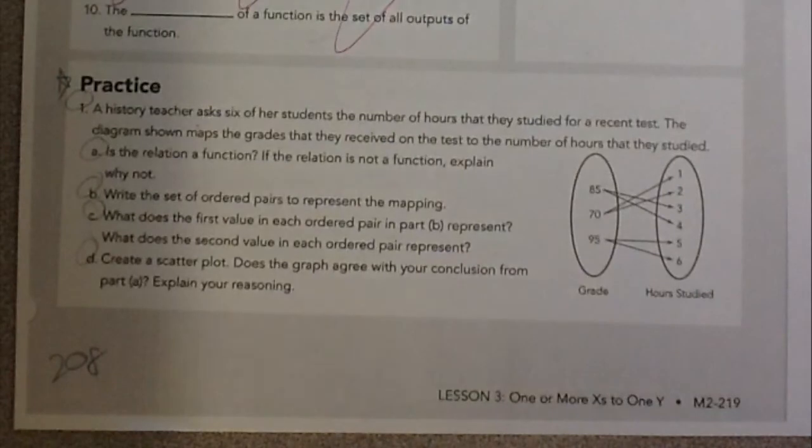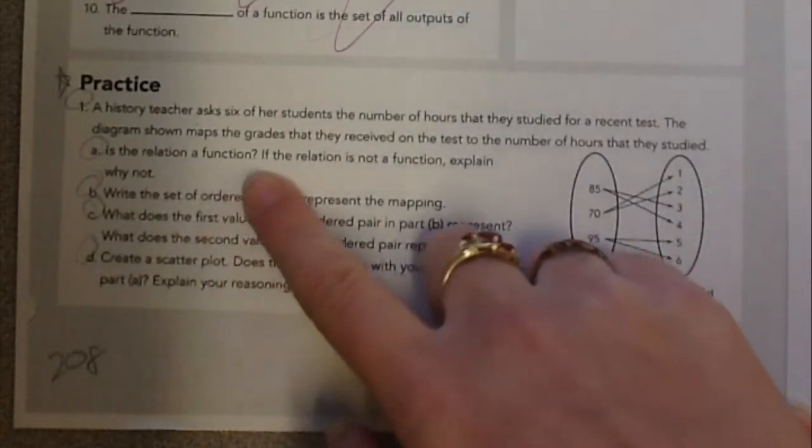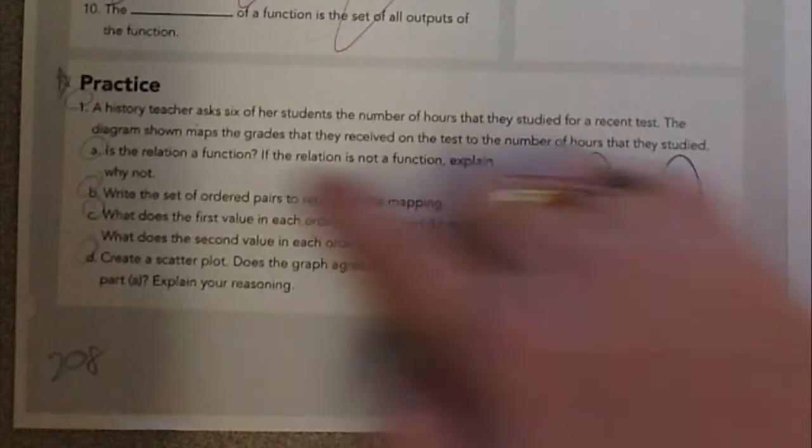It says, a history teacher asked 6 of her students the number of hours that they studied for a recent test. The diagram shown maps the grades they received on the test to the number of hours that they studied. So the first question is, is the relation a function? If the relation is not a function, explain why not.